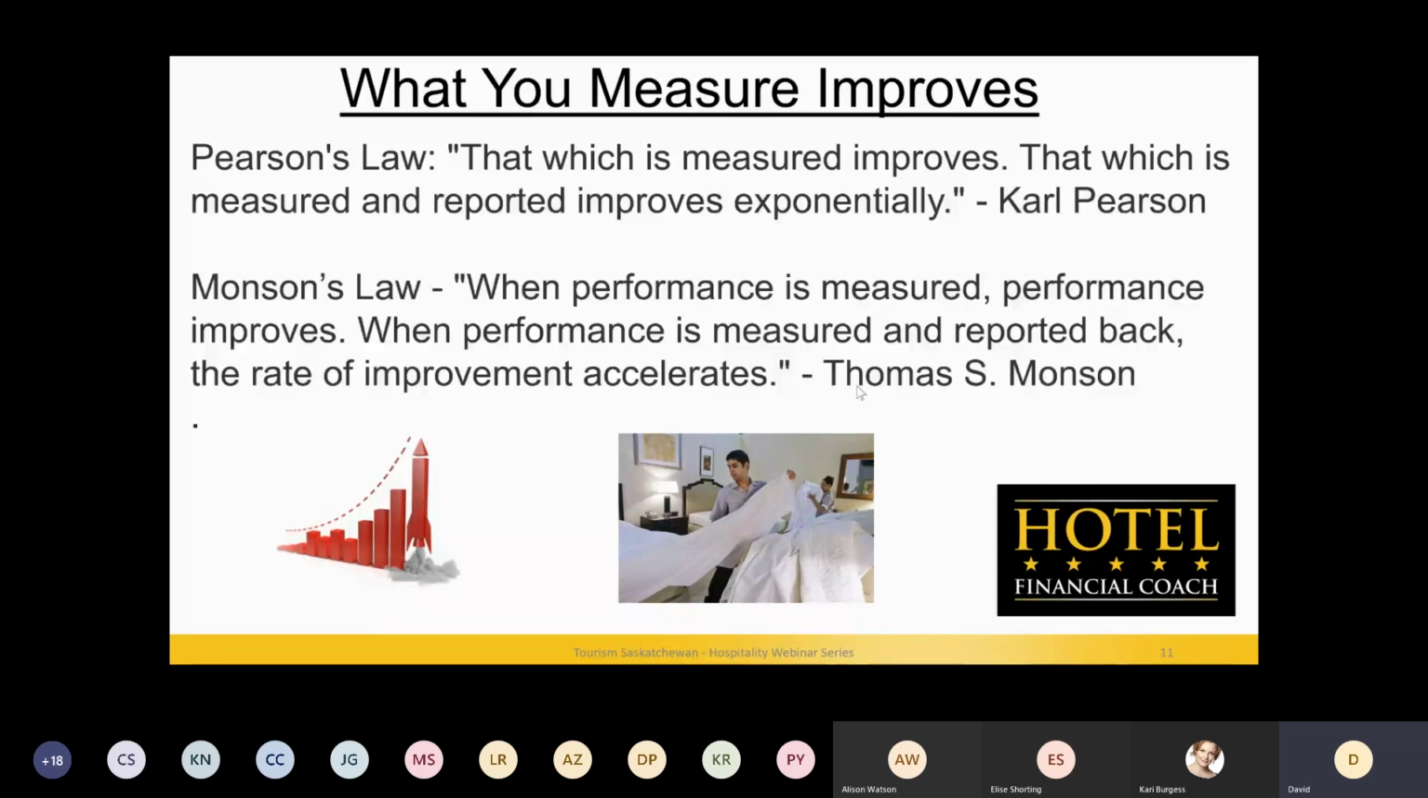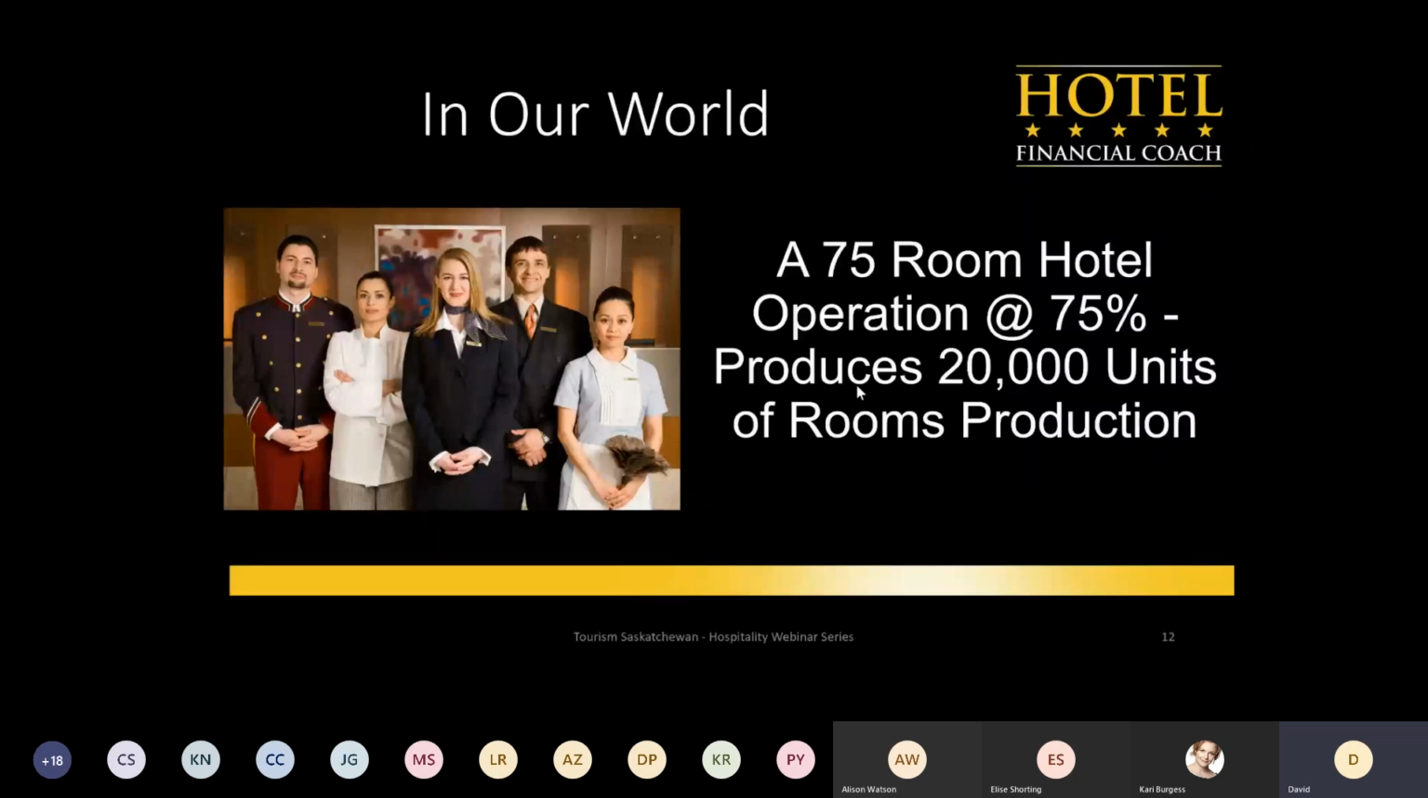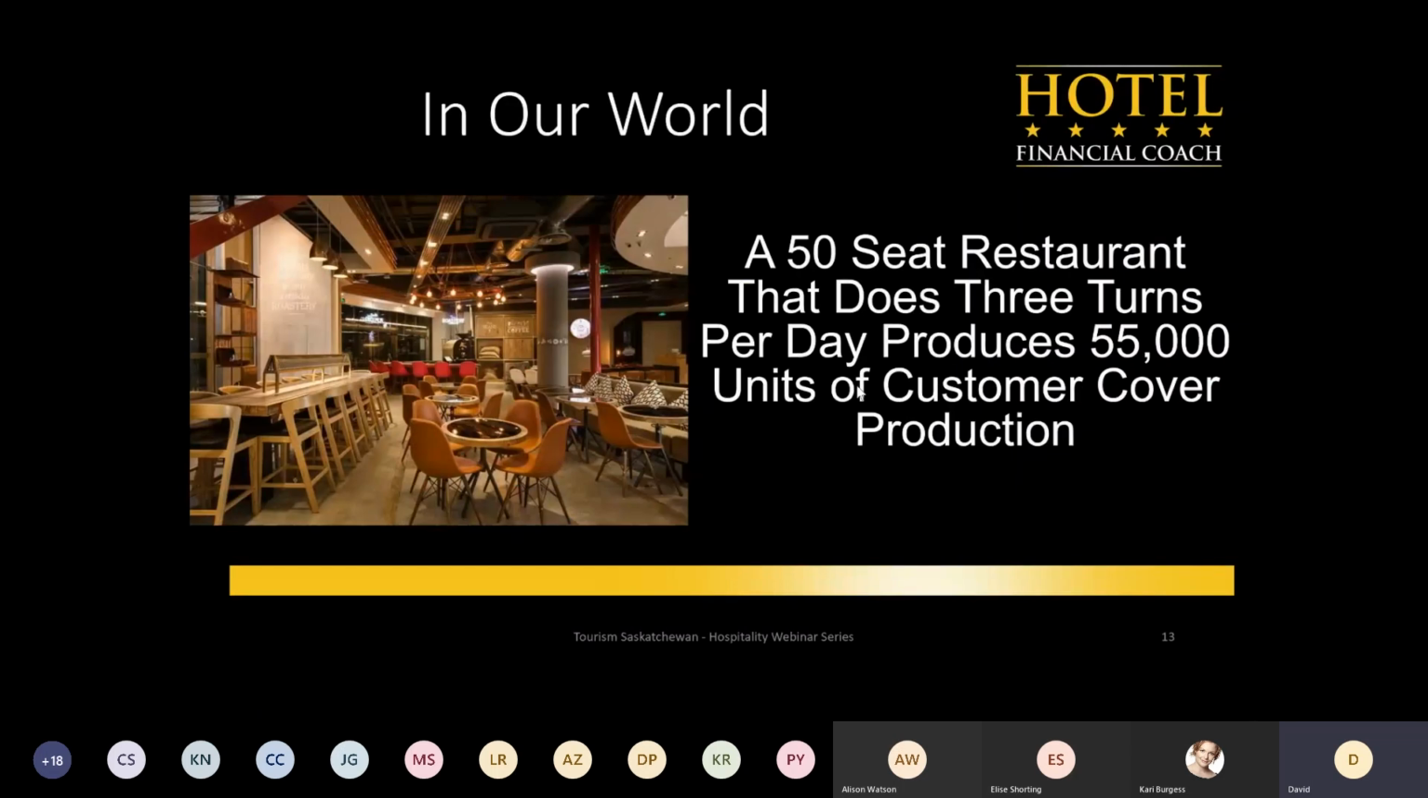It's kind of like your report card. Nobody wants to go home with a bad report card, right? So when we report the information, when we review it inside of our companies, things improve. So in our world, the hotel world, it's exactly the same. And to illustrate the point, if we're working in a 75-room hotel and it's operating at 75% occupancy, which is a reasonable occupancy for an annualized number for a hotel in a normal period of time, not now, that produces 20,000 units of rooms production. In other words, a 75-room hotel that operates at 75% sells 20,000 room nights. Same in food and beverage. If we take a 50-seat restaurant that does 3 turns a day, it produces 55,000 units of customer cover production every single year. That's more than enough to measure our productivity.